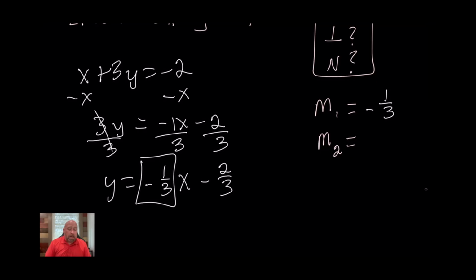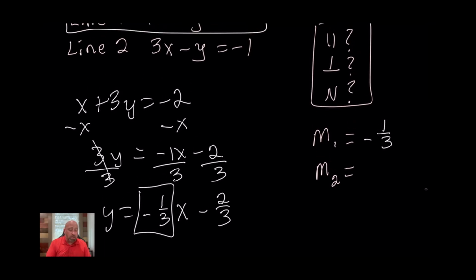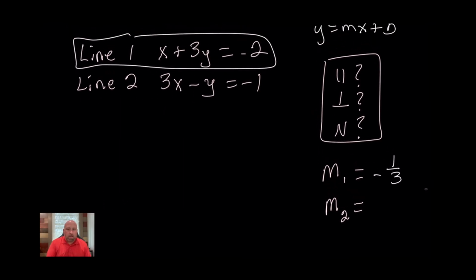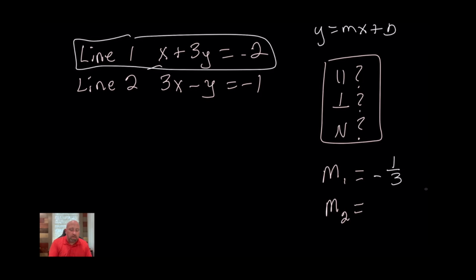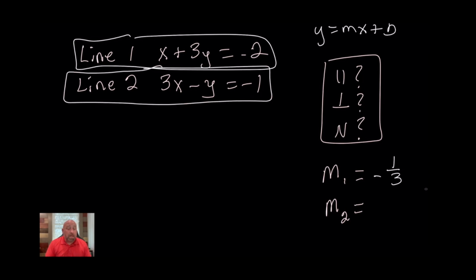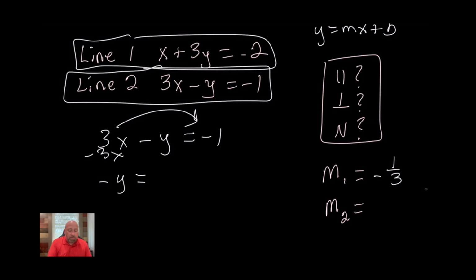Now we need to go back through and do the same thing with line 2. All right, so I've got everything erased, and now we're going to do the same thing with line number 2. What do you mean same thing? Find the slope, just like we did with line number 1. 3x minus y equals -1. All right, so again, we want to move this to the other side, so we're going to get minus y equals, and we're going to subtract 3x from both sides. -3x minus 1.